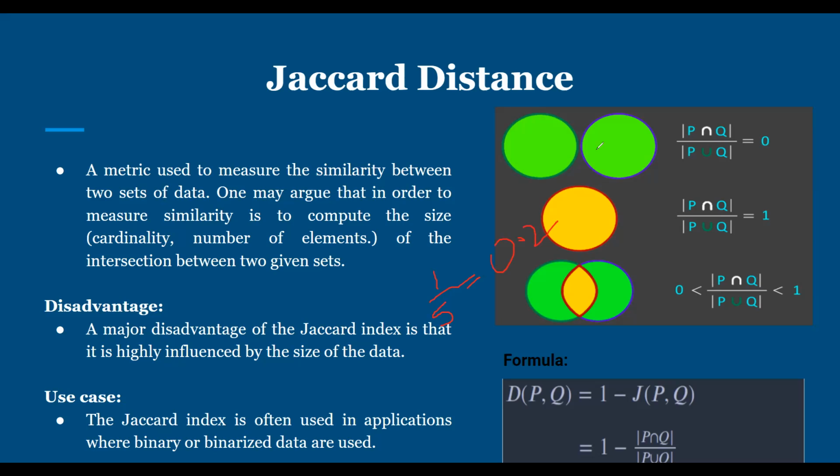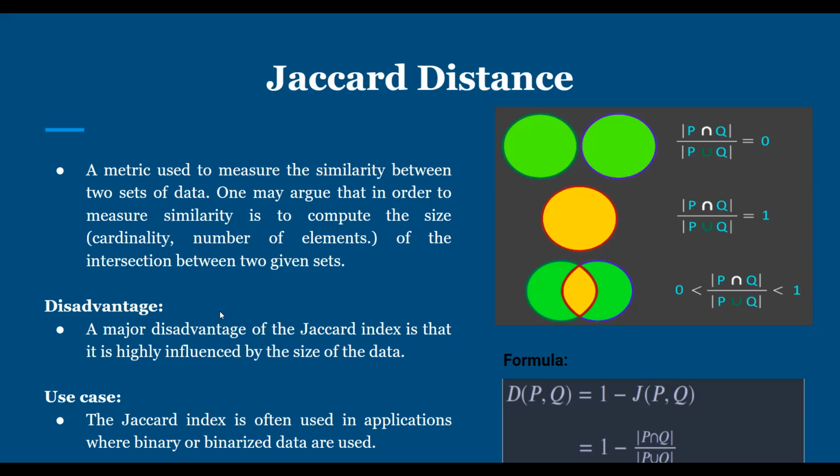Then to calculate the Jaccard distance, we simply subtract the Jaccard index from 1. Coming to the disadvantages, a major disadvantage of the Jaccard index is that it is highly influenced by the size of the data. Large data sets can have a big impact on the index, and it could significantly increase the union while keeping the intersection similar.